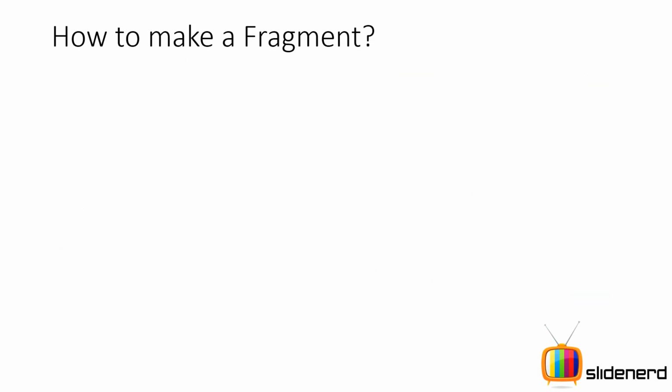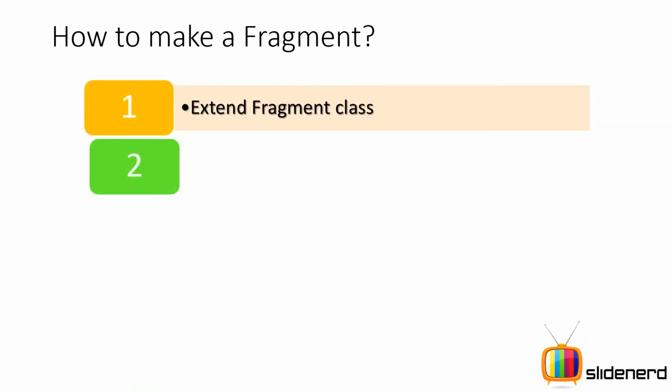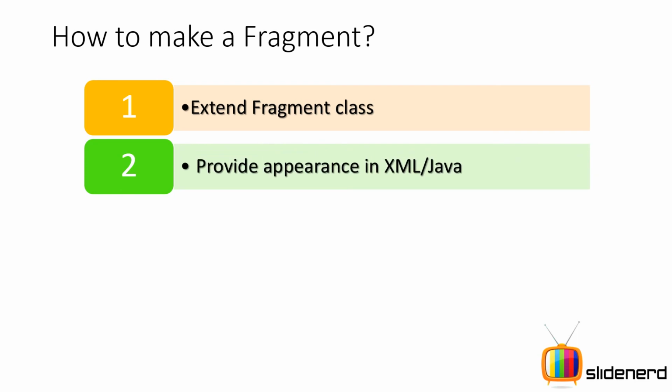Now, what is the process of making a fragment? There are four steps involved. Step 1, extend the fragment class. Step 2, provide the appearance in XML/Java. Now, this is just like giving a layout to the fragment, which you would do with activities all the time. Remember, each fragment is entitled to have its separate layout, but again, it's not necessary. You can have a fragment which is not seen by the user, which means it does not require a layout.